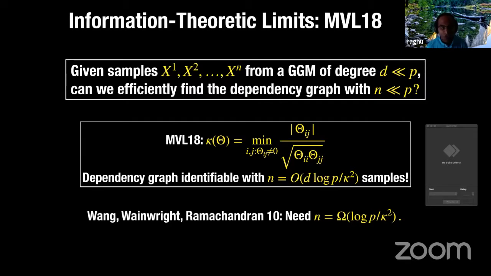Okay. And to complement this, Wang, Wainwright, and Ramchandran, actually even before the work of Misra, Vuffray, and Lokhov, showed that for most GGMs, even for the special cases that we'll look at later, the number of samples that you need has to be at least log p by kappa squared. So the upper bound is off from the lower bound by a factor of d.